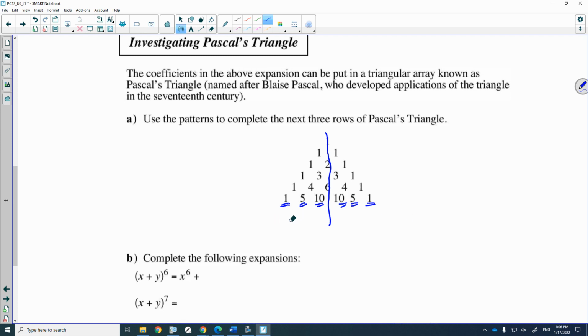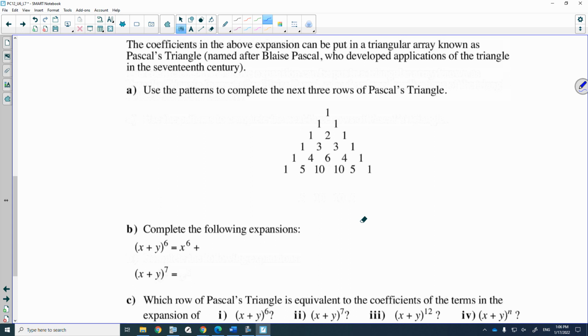If you figure out the second term, it's going to be the second last term, and so on and so forth. Okay, this says use the patterns to complete the next 3 rows of Pascal's triangle. So I will let you do that. You might want to pause to do that. And the only thing that I'll write, if this is row 1, 2, 3, 4, 5, this would be row 6. So that guy would be x plus y to the power of 5.